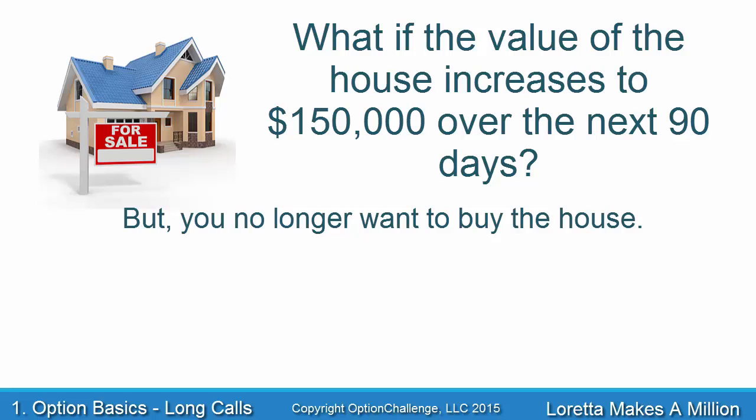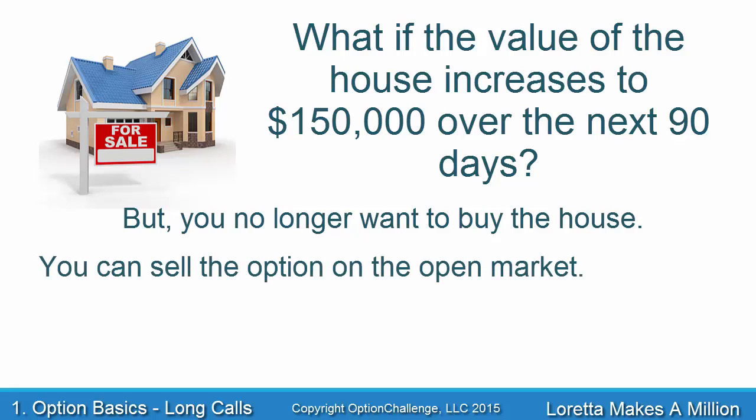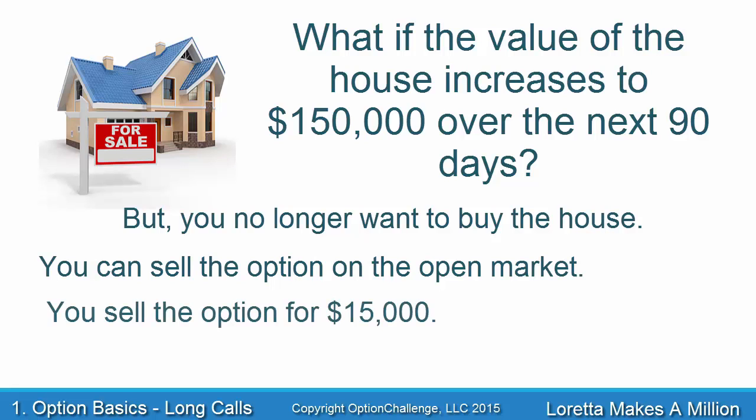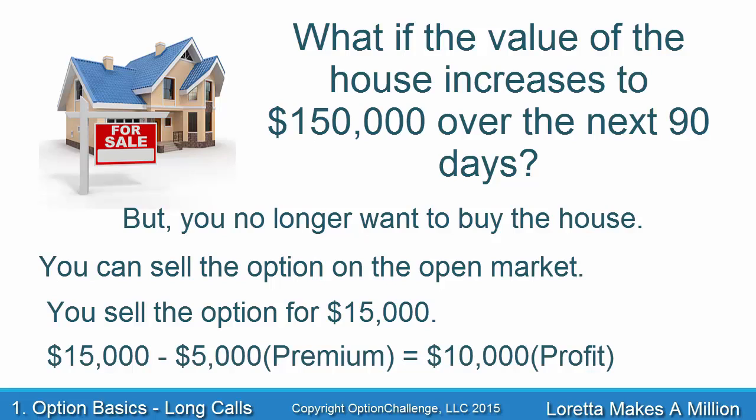Let's assume that you can sell the option on the open market. You originally paid $5,000 for the right to buy the house for $100,000 in 90 days. The house value increased to $150,000. That $5,000 option is now worth more than you paid for it. Another home buyer offers you $15,000 to buy the option from you. You agree. Now you have made $10,000.